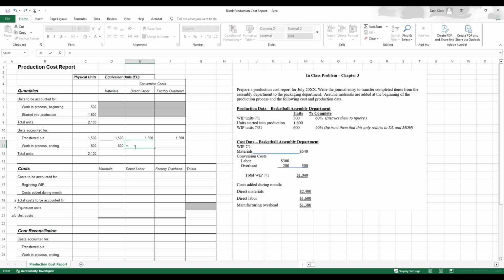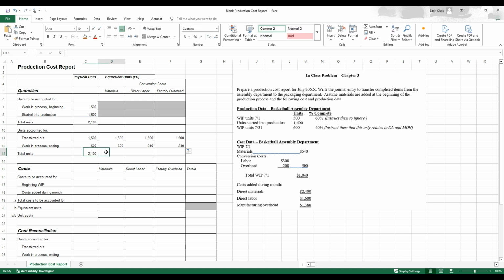But now if we want to do the percentage of completion with labor and overhead, we have to look here and see that these 600 units are only 40%. They still have 60% left to do in regard to labor and overhead. So we're going to just take our 600 times 0.4, or 40%. And so the equivalent unit in regard to how complete these are is 240. So there's 240 equivalent units completed, which is the 600 times the 40%, because they're 40% complete.